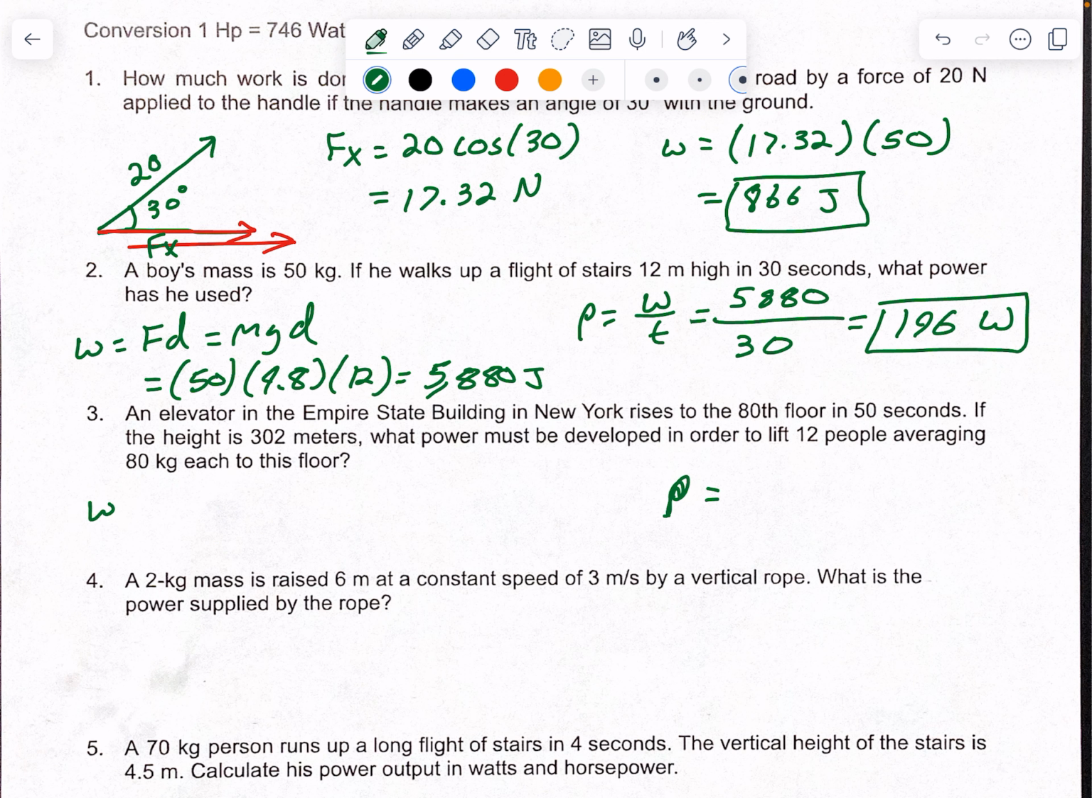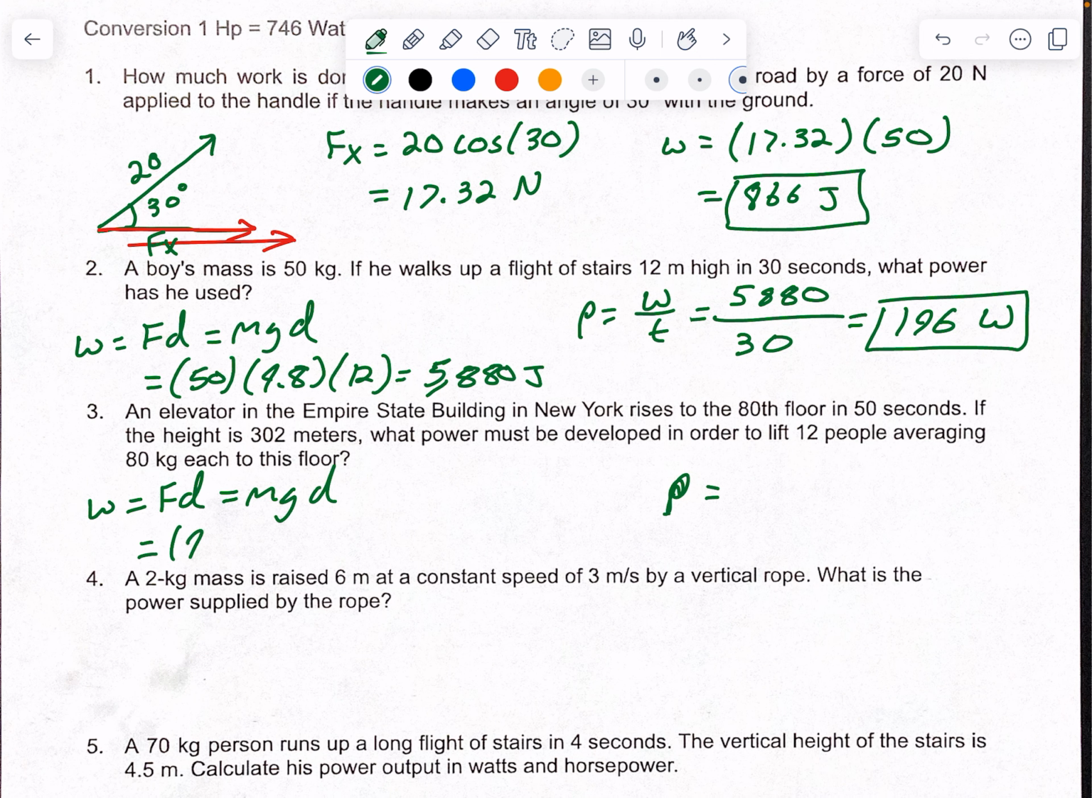We're talking about lifting 12 people here. So work equals force times distance, but we're just going to go right back into mass times gravity times distance, since we're lifting something, so gravity is a factor. For our mass, I'm not going to just throw 80 on there because there are 12 people in there. They're each 80, so you do 12 times 80, which is 960 for your total mass. Gravity is 9.8, and your distance is 302. You're going to get a big number here, which is natural. You're lifting 12 people 302 meters, and that takes a lot of work. That gives 2,841,216 joules. So there's your work.